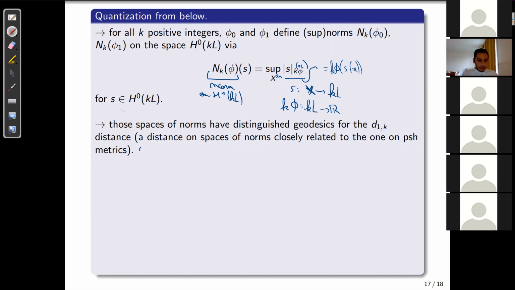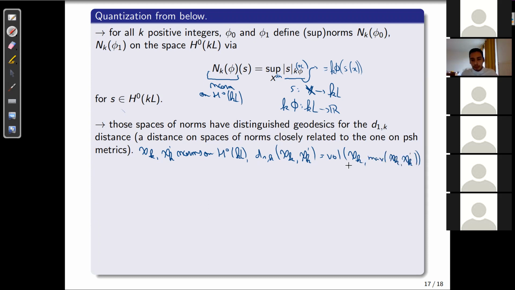If we take psi k and psi k prime to be norms on H0KL, we define the distance between them, the D1K distance. Again, if you like the fancy words, you can say this is the quantum distance between psi k and psi k prime. And this is going to be a sum of volumes this time. So the volume of psi k and the max of both norms plus the volume of psi k prime and the max of psi k prime.